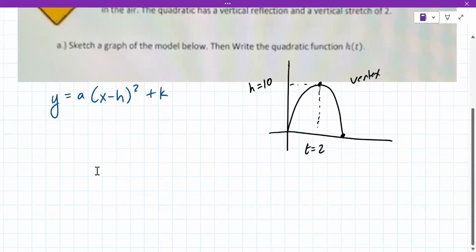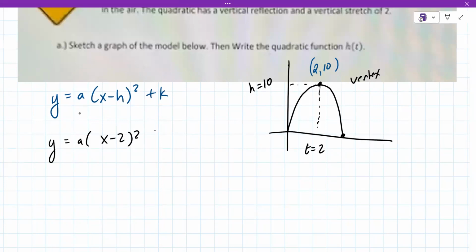All right. So from here, your h is 2 and your k is 10. So those go into this equation over here on the left: y equals a(x minus 2) squared plus 10, like that.